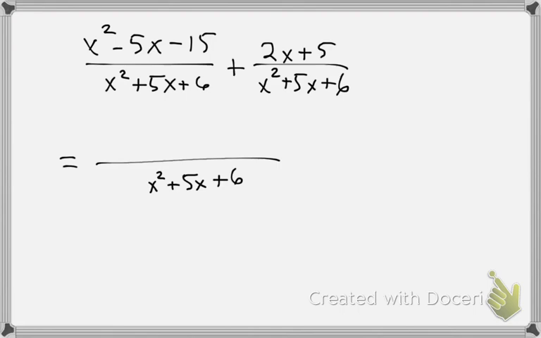So what do we do? All the action moves to the top. So you have x squared minus 5x minus 15 plus 2x plus 5. You guys agree? What's in front of my parentheses? Just 1, right? And 1 times anything is itself. So I can drop the parentheses since it's just positive 1.